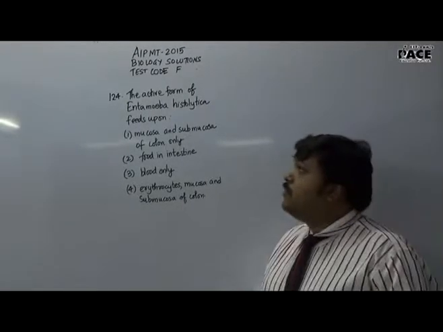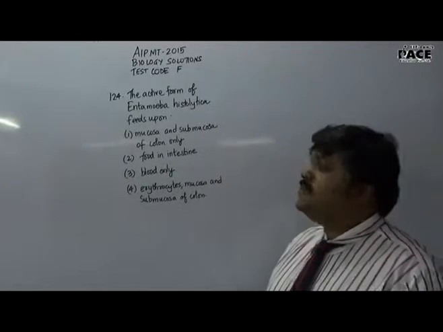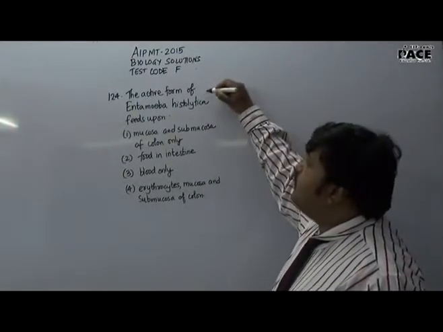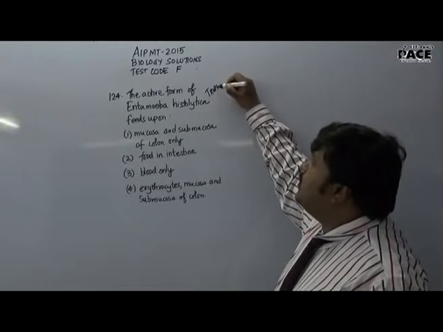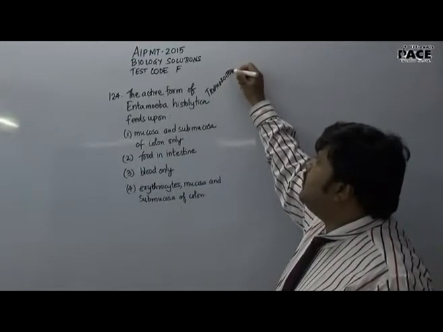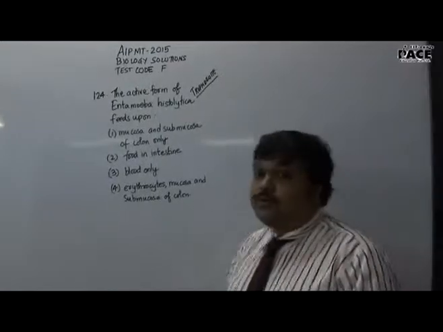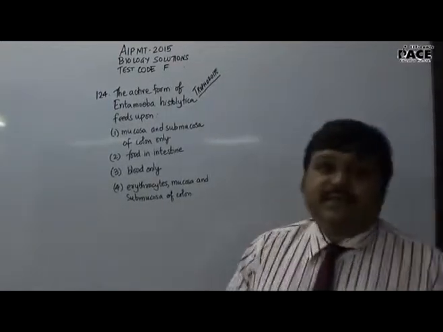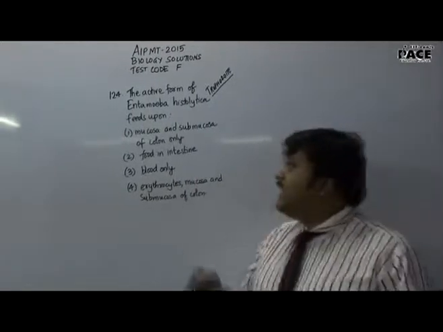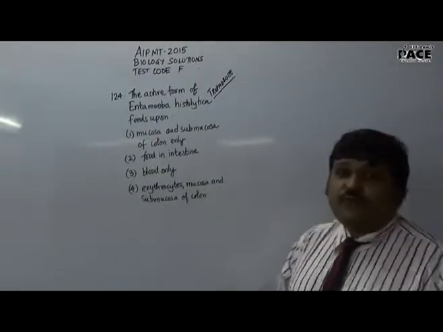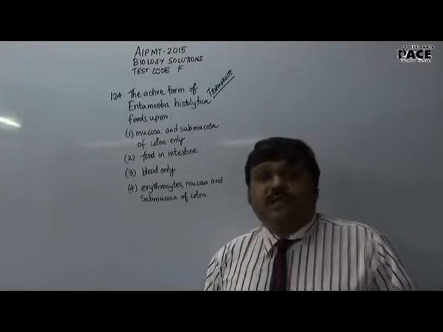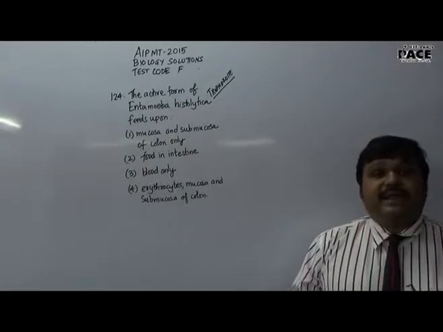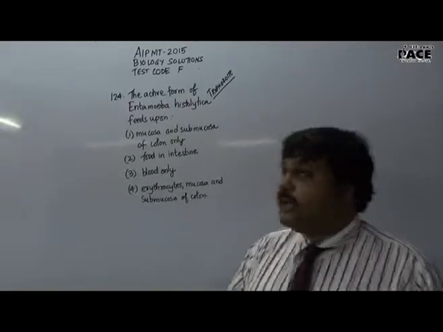Question number 124. The active form of Entamoeba histolytica feeds upon. Now, to understand that, we need to remember the active form of Entamoeba histolytica is nothing but trophozoite. And this trophozoite form will infect what? Now, this is an endoparasite, it stays inside our body, so it cannot feed on food of the intestine because food of the intestine is not completely digested. In fact, it actually loves the large intestine.